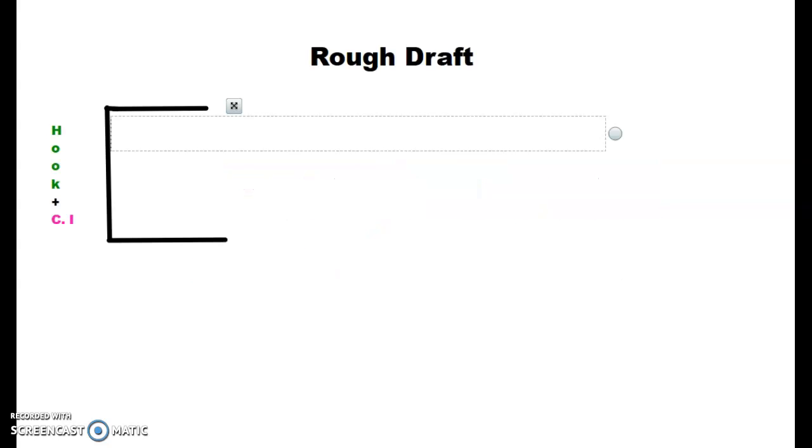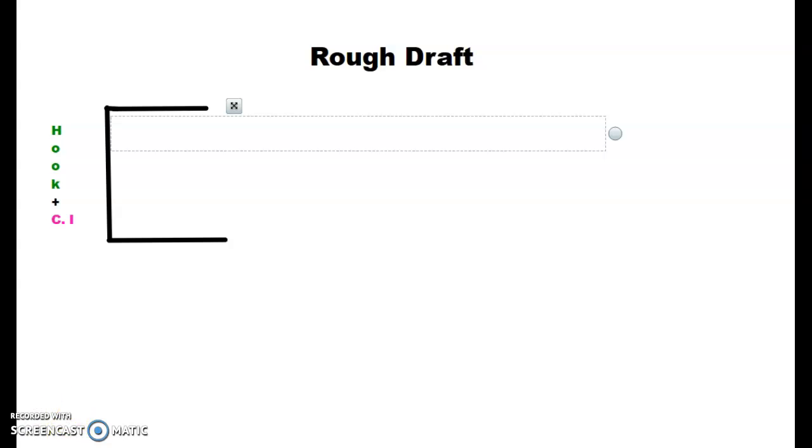So I'm on a blank sheet of paper and I already titled it Rough Draft. Then I drew this little bracket here to separate my introduction from the rest of my paper, and I labeled it Hook plus Central Idea, because your hook and your central idea is what make up your introduction.